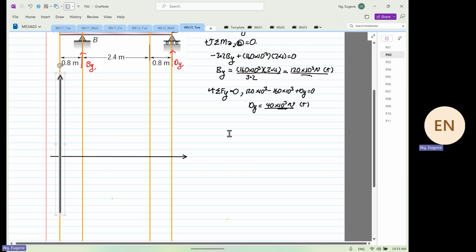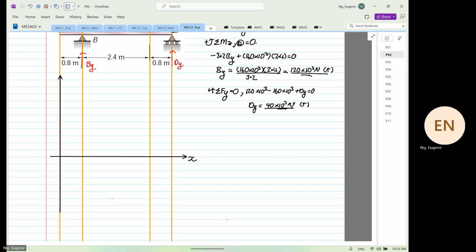So this is our x. This is our V. 0, 0.8, 3.2, 4.0, okay? Then I'm going to label this 20, 40, 60, 80, 100, 120, and then this will be minus 20, minus 40, minus 60, and I'll stop at minus 80, okay?